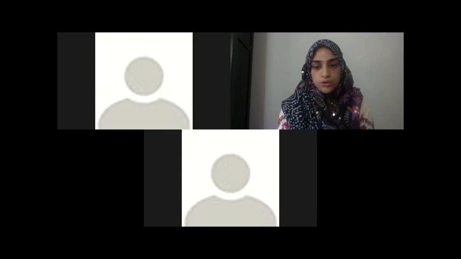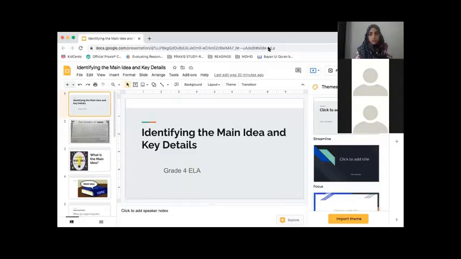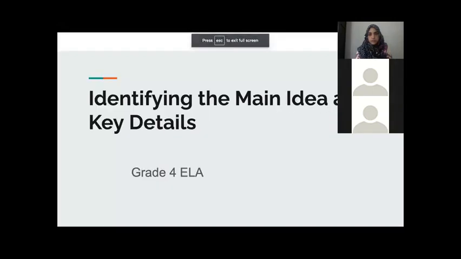So today, as a group, I am going to share my screen and we are going to work on locating the main idea. And then I will explain what supporting details are. And then we will work on that. So please let me know if you see my screen. Do you see my screen? I do. Okay. So we are identifying the main idea.